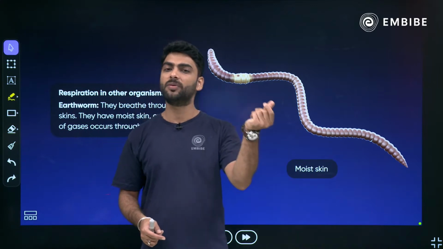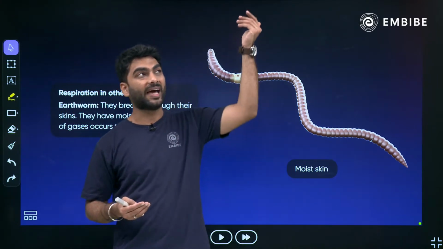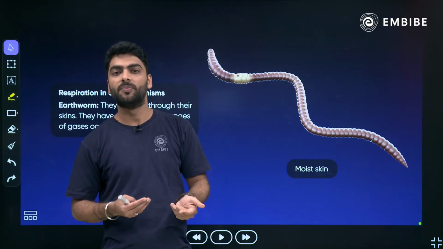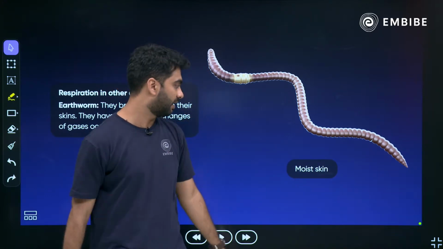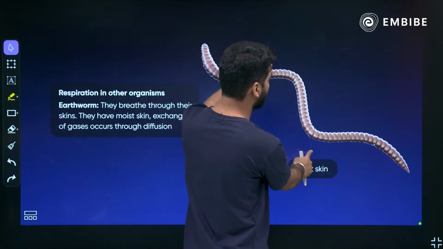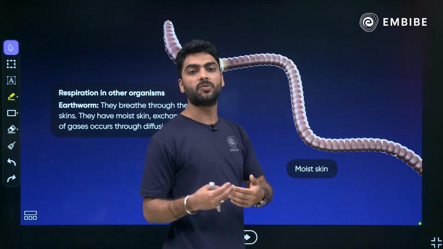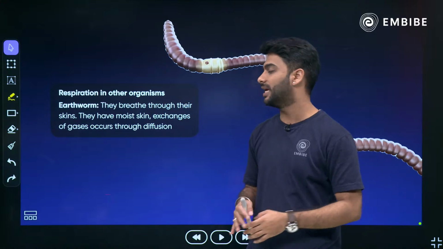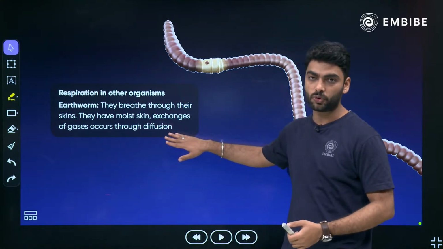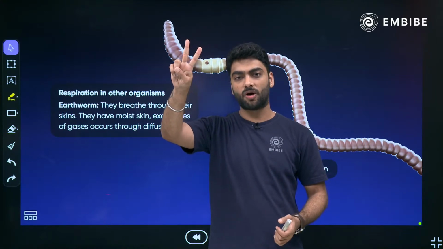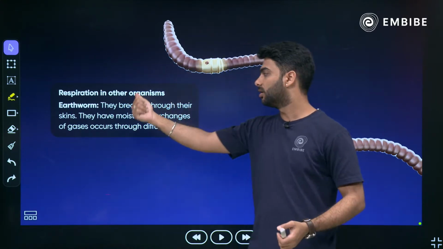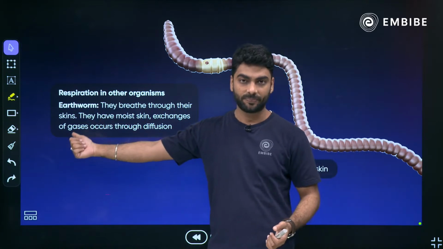Earthworm की स्किन बहुत ही मॉइस्ट होती है, तो earthworm डायरेक्टली अपने स्किन के थ्रू ही ब्रीदिंग करता है, एक्सचेंज ऑफ गैसेस करता है डायरेक्टली थ्रू द स्किन. So this is an earthworm. It has got a moist skin and it carries out the exchange of gases through its skin by the process of diffusion. So cockroach and grasshopper, spiracles, trachea, earthworm through the skin.